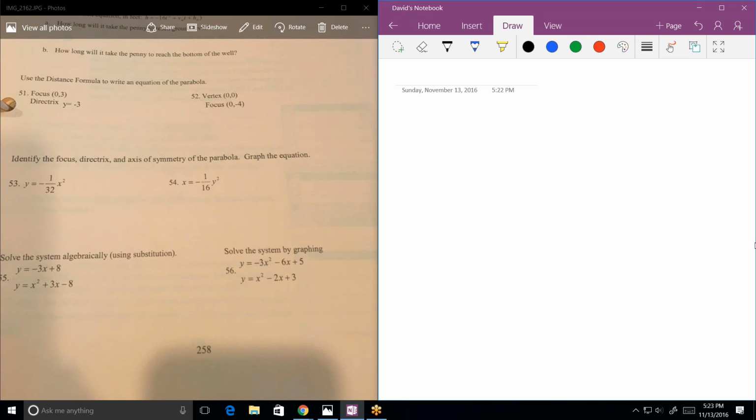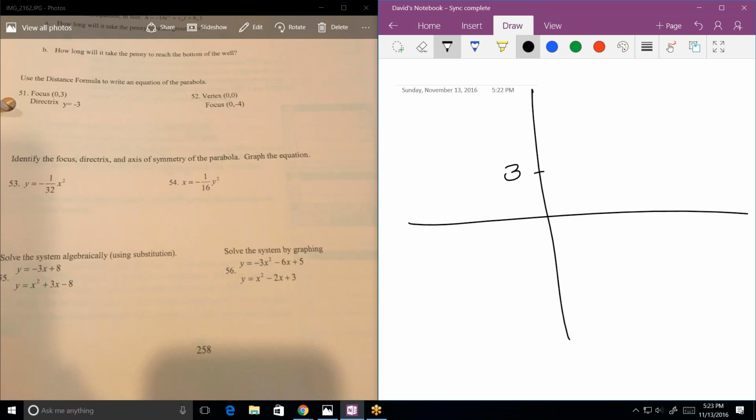Number 51 and 52 are relatively difficult, but let's tackle them. They're telling you they want the equation of the parabola. Well, let's plot the two pieces of information they give us. The focus is at 0, 3. So that X marks the focus. The directrix is at y equals minus 3.